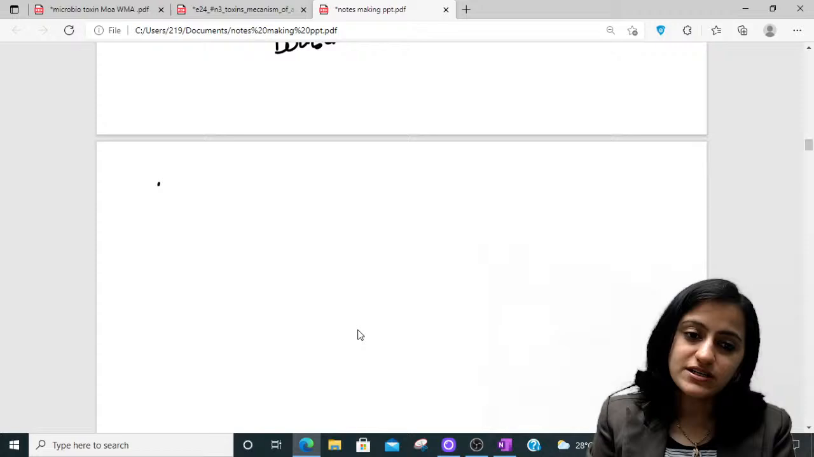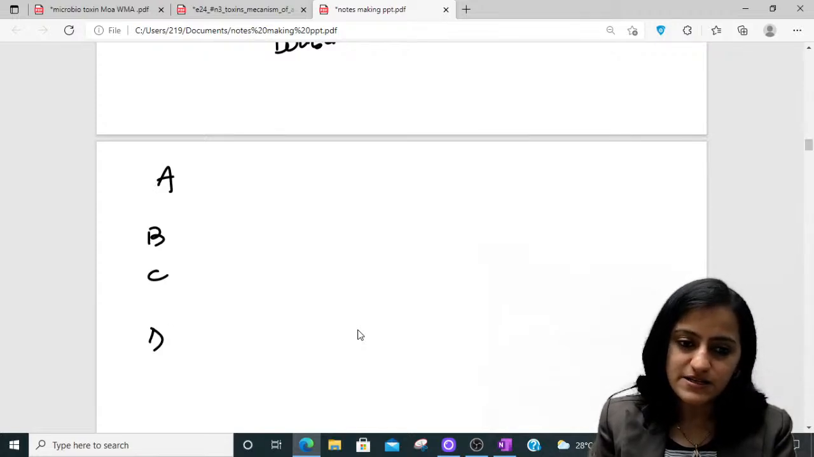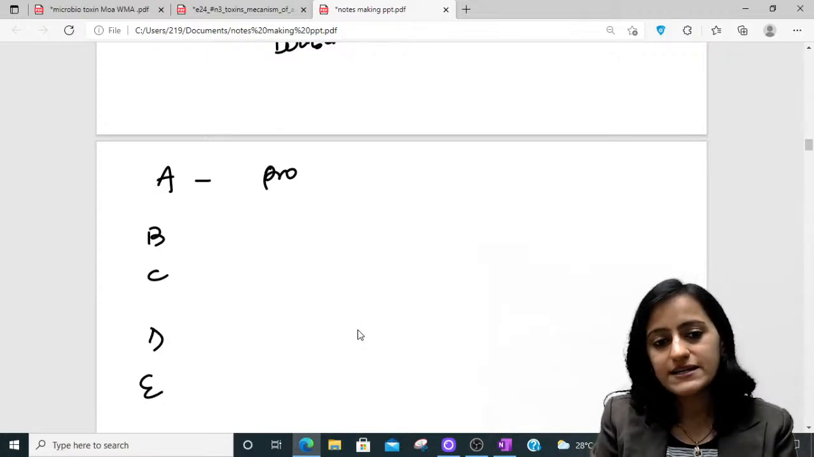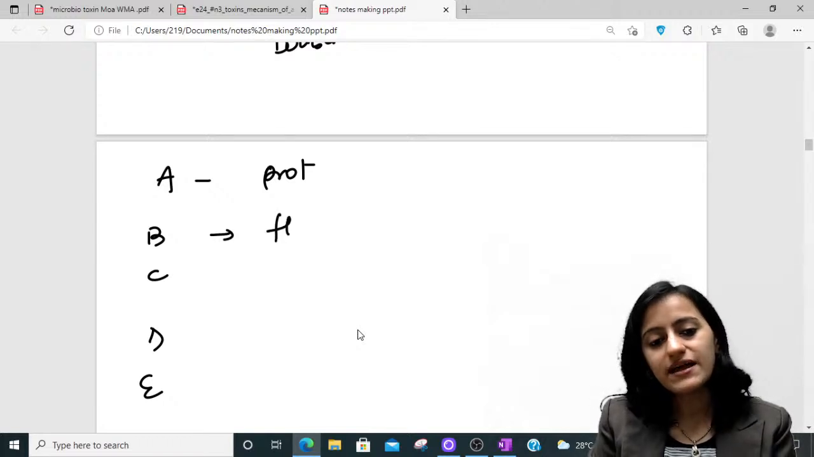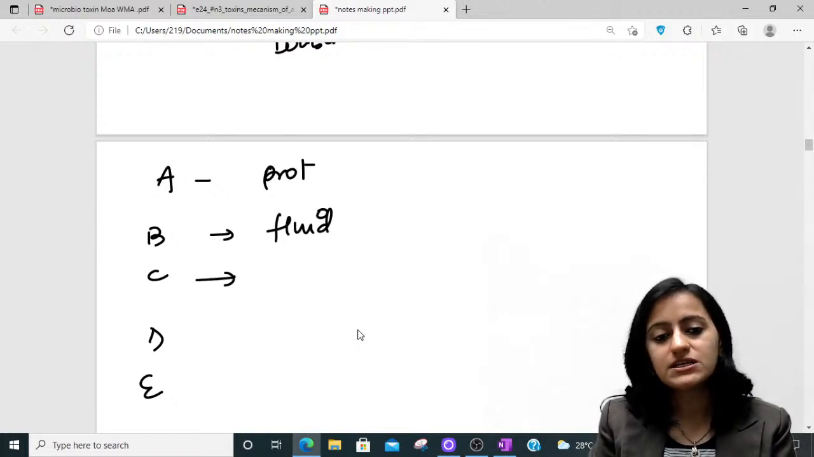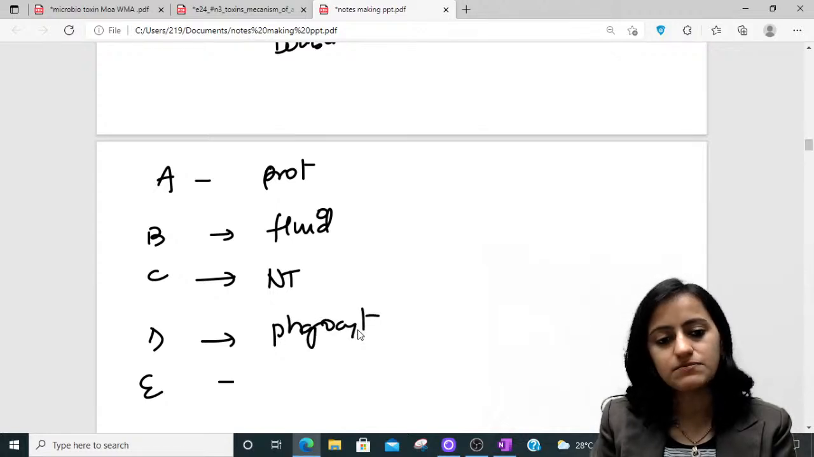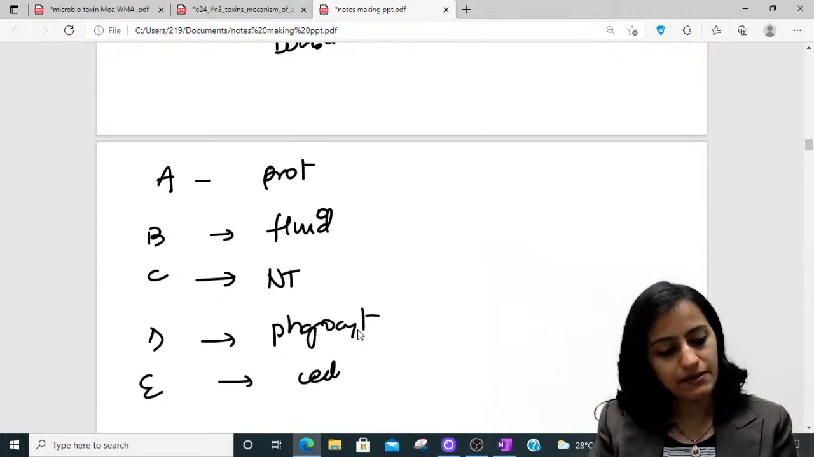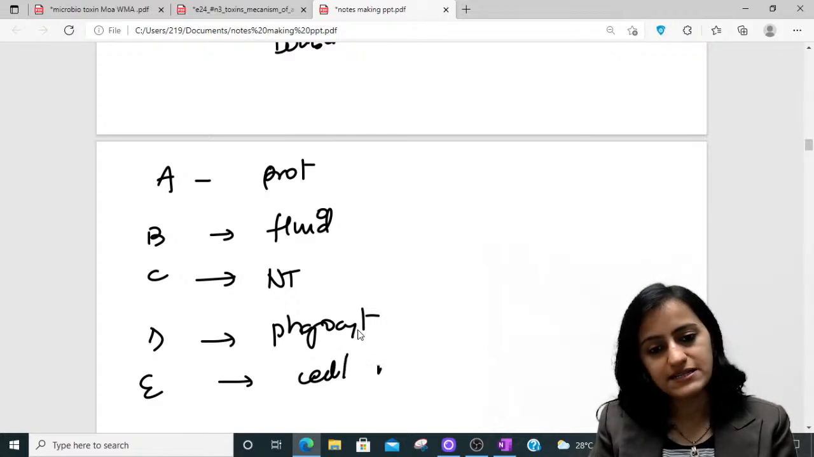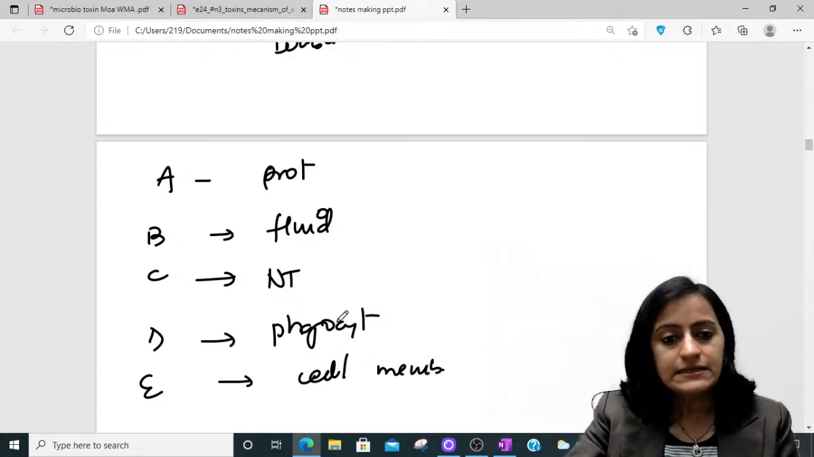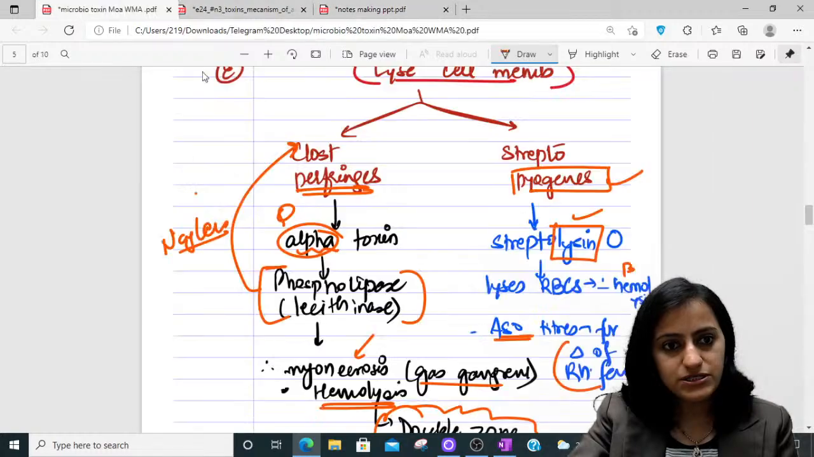Okay, next. So these are the five mechanisms of action that we have seen. One is your protein synthesis, then is your fluid secretion, you have your neurotransmitter release, phagocytosis inhibition, and you have your cell membrane lysis. So that was about exotoxins.